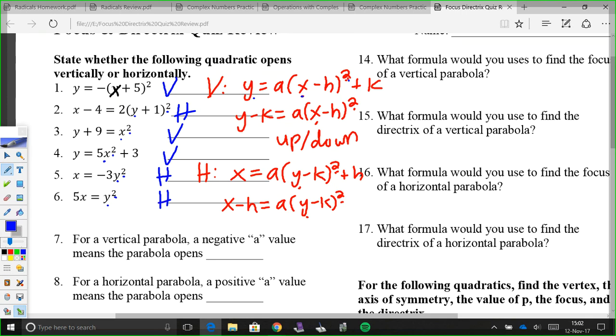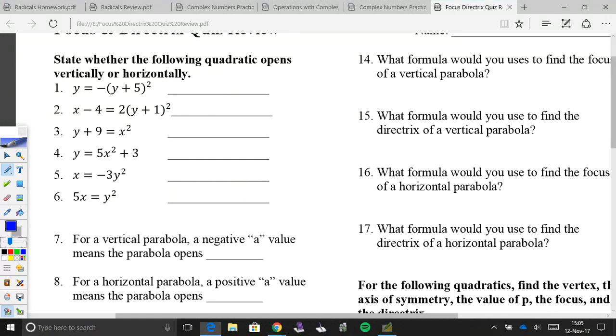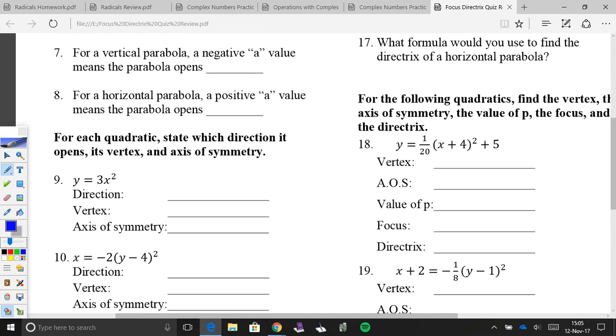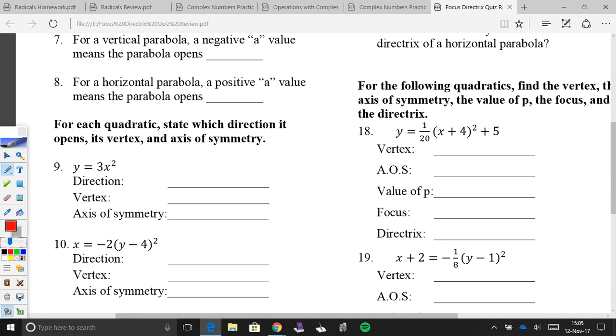So that's how you can tell. Basically, if the x is being squared, it's vertical. If the y is being squared, it's horizontal. That's the big way to tell. Also in your notes, remember I just mentioned the a values in these equations. The a value is the number in front of your parentheses, in front of the x, somewhere in there.